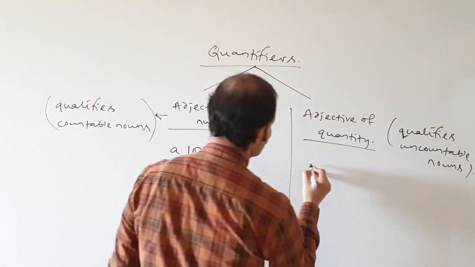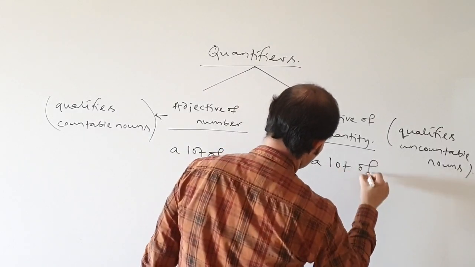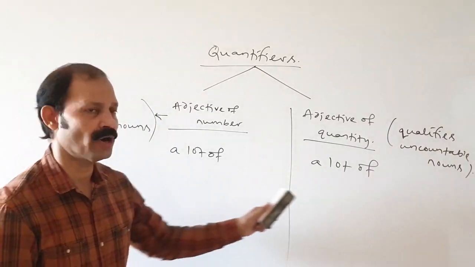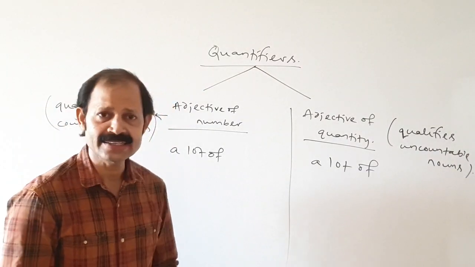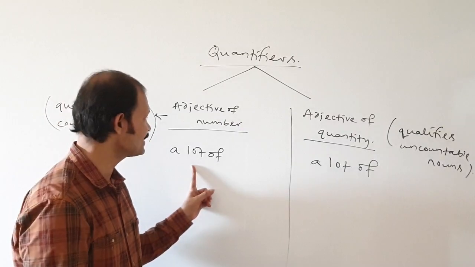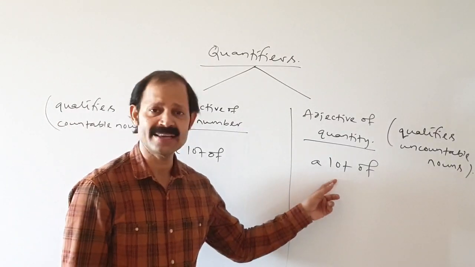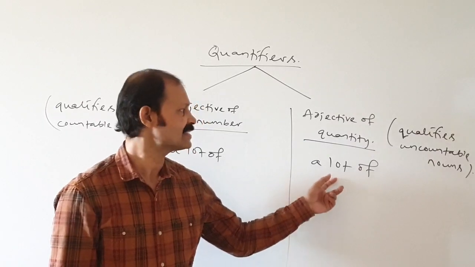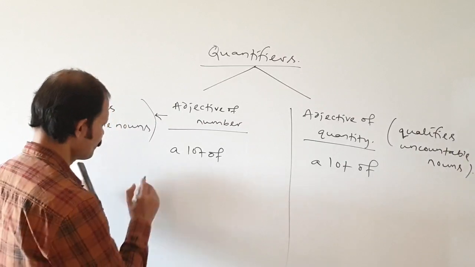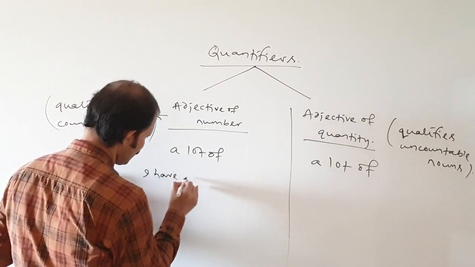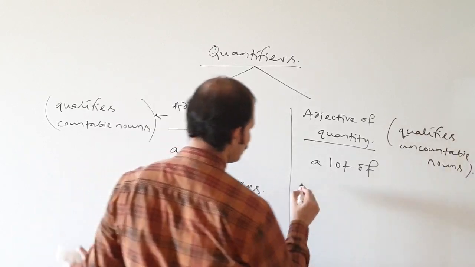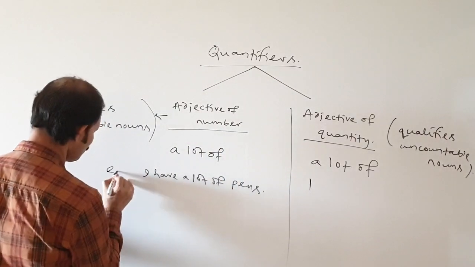A lot of, here also a lot of. Both may be adjective of number or adjective of quantity. When a lot of describes a countable noun, it is adjective of number, and when a lot of describes an uncountable noun, it is adjective of quantity. For example, I have a lot of pens.